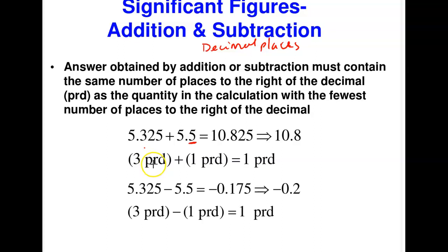This has 3 decimal places and this has 1 decimal place. So at the end of the day, I'm going to make sure that my answer will only have one decimal place. So I'm going to round this off to 10.8. And this becomes my final answer.